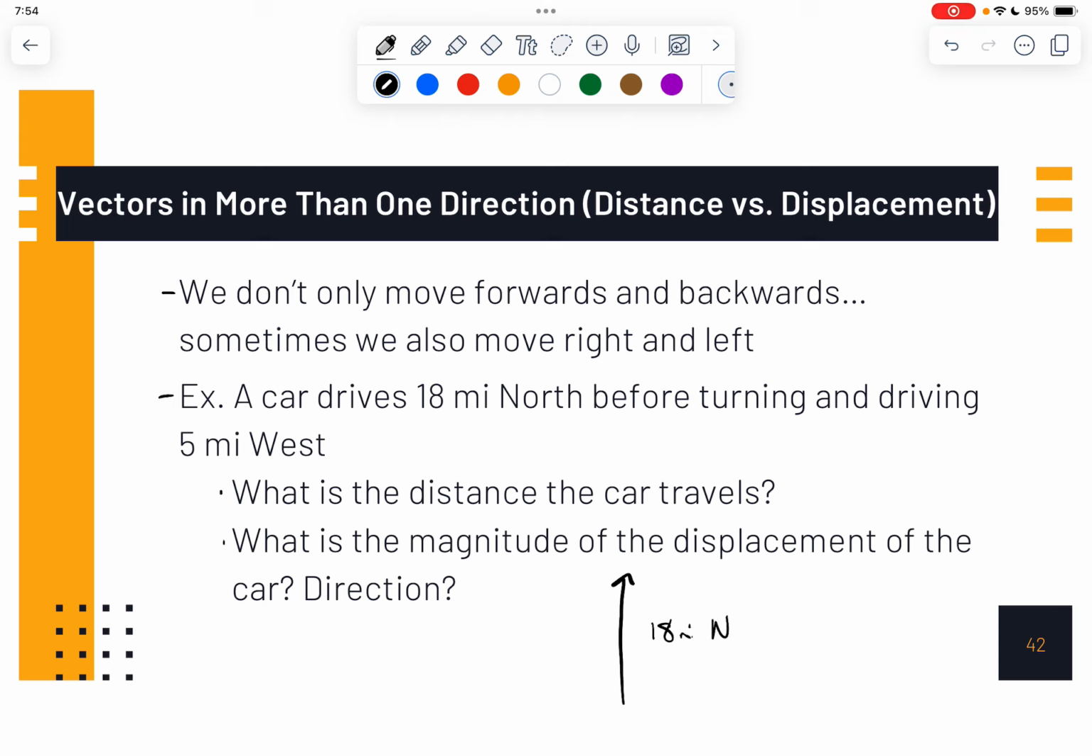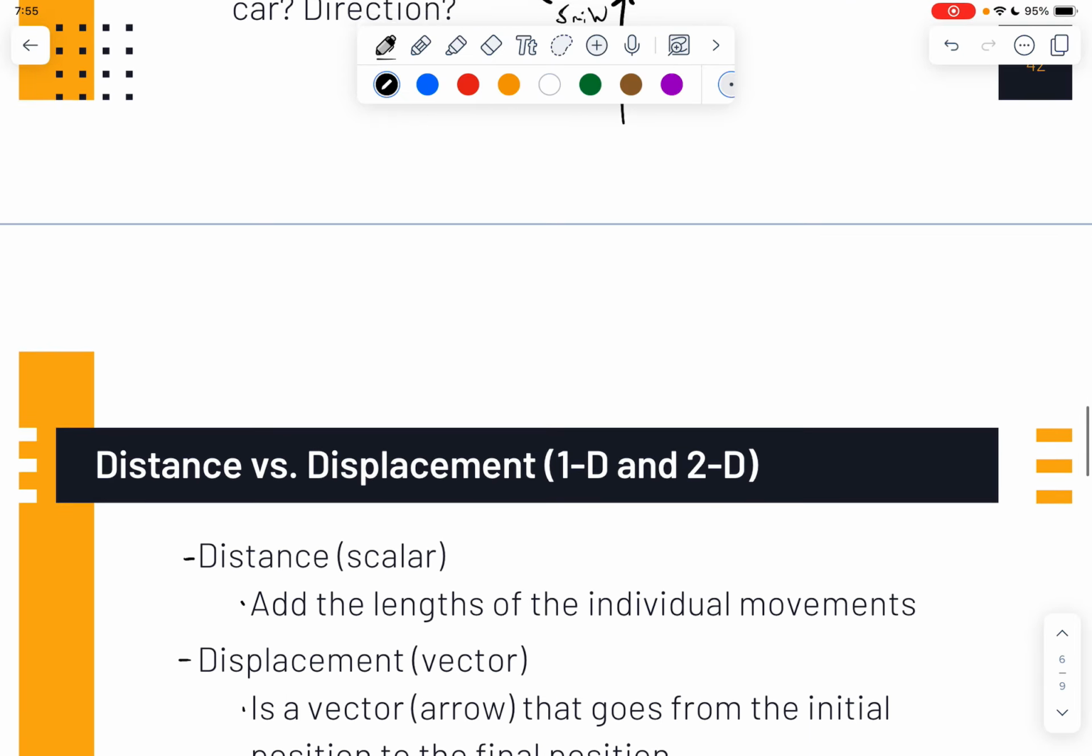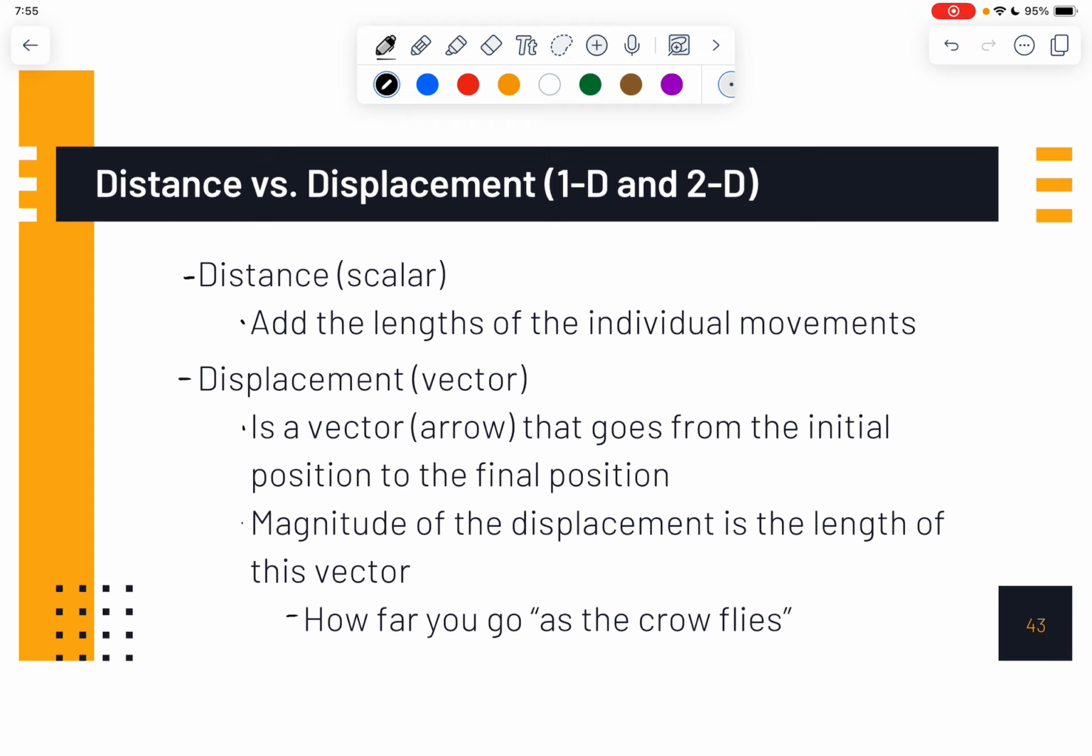We then turn and then drive 5 miles to the west. So our job again is to figure out both the distance our car travels as well as what we're going to call the magnitude of our displacement and the direction. So to do this, what we're going to have to do is think a little bit about how we can work with these vector quantities.